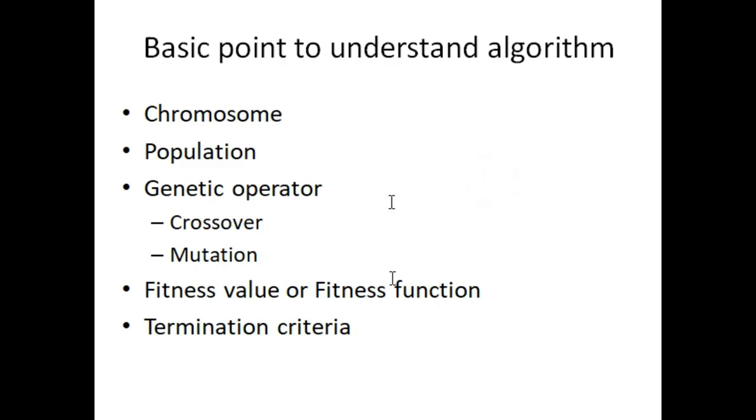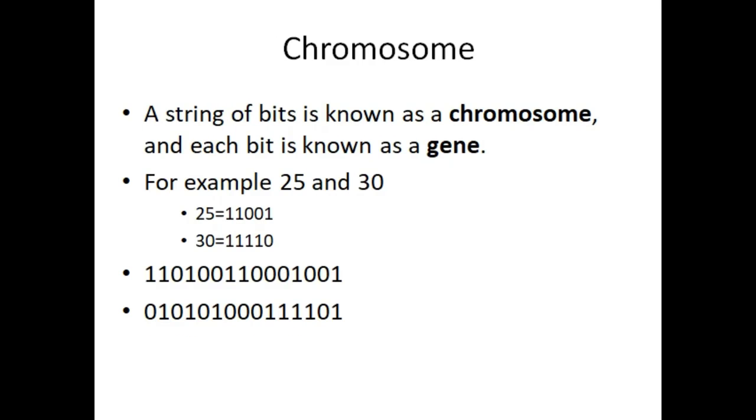So these are the basic concepts, basic points which you need to understand before going into the detail of the genetic algorithm. So the chromosome, you must know about the chromosome, population, genetic operators. There are two operators, crossover and mutation, fitness value and fitness function. In the same way, we must know about the termination criteria.